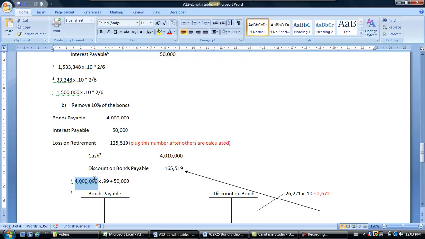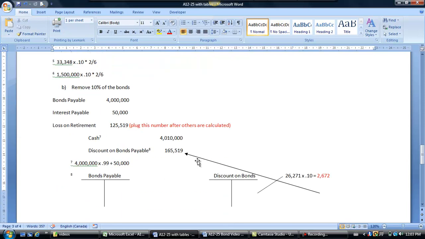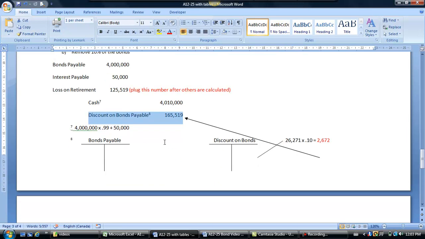I retired the bonds, 4 million in bonds, for 99% of the face value, plus the interest that I owed them. That was right here, the interest I accrued. So now, if I take that off the books, it's $4,010,000. That's the calculation. So now, the question is, the loss that I calculated here is plugged, so I have to have a way of calculating the discount on the bonds. How am I going to do that? Well, let's take it a little simply here.